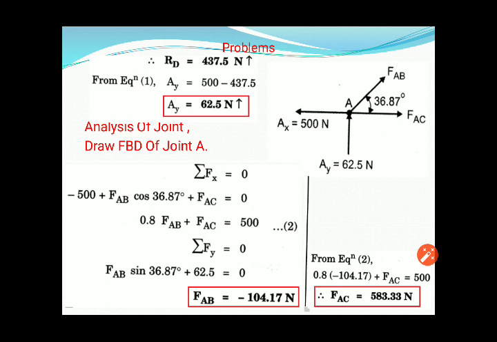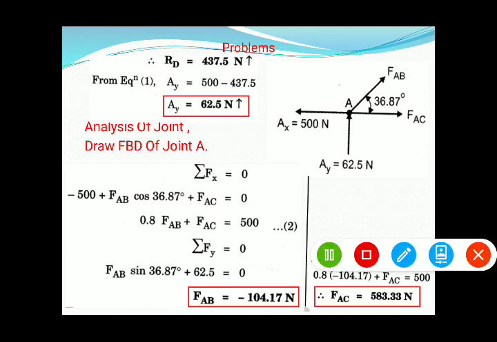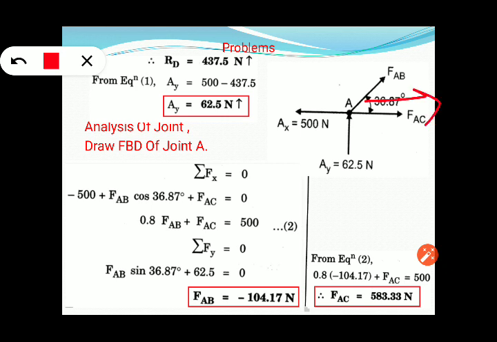Now go for summation Fy equals to 0. So FAB sin 36.87, because this is an inclined force, so we have to resolve it into two components. So for summation Fy, vertical forces, FAB sin 36.87 plus 62.5, that is AY. So here you get the value of FAB, that is minus 104.17. So replace that value in equation number 2.